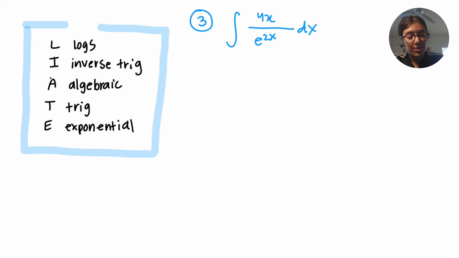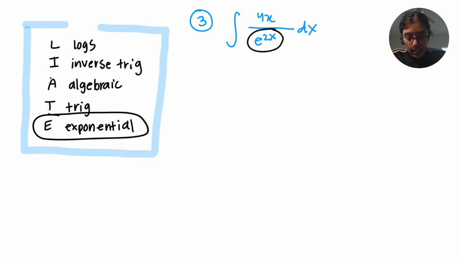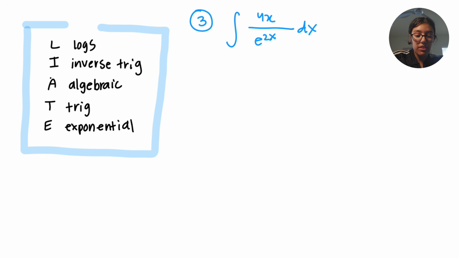All right, so moving on to our last problem, integration 4x over e to the power of 2x dx. So first we have to see if we can actually apply the tabular method. I see that 4x is the algebraic piece and the bottom part is an exponential piece. From here, I know that exponential is below the algebraic, so we can definitely apply tabular method.